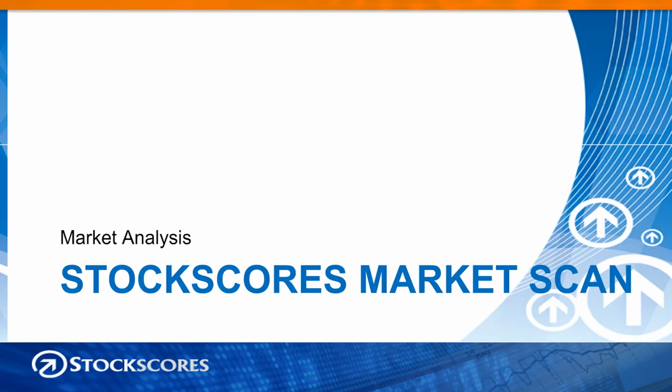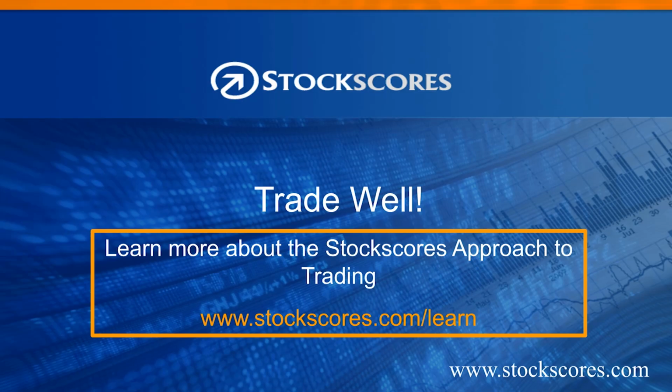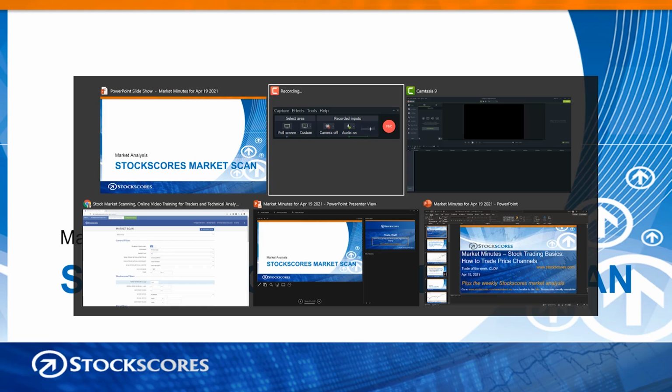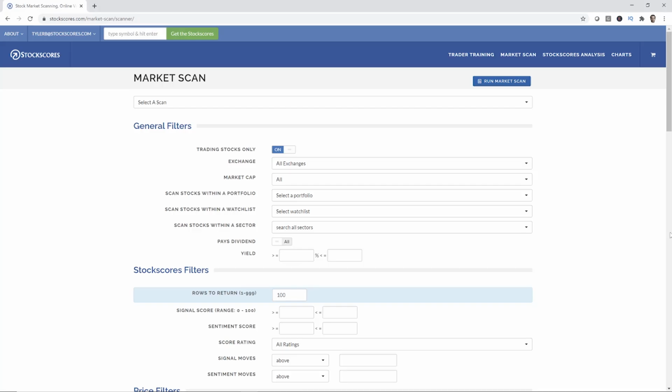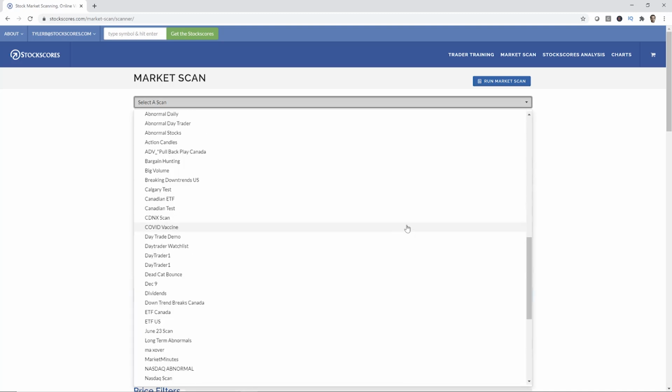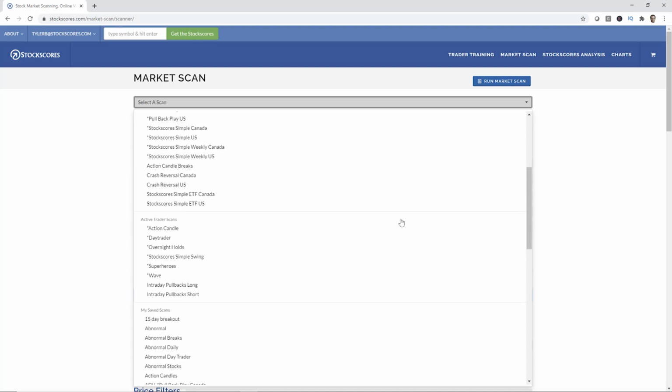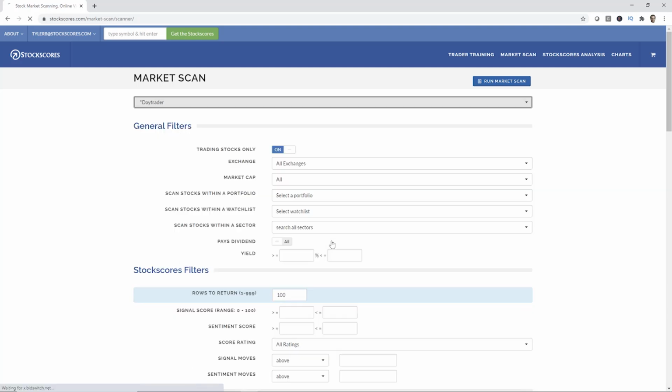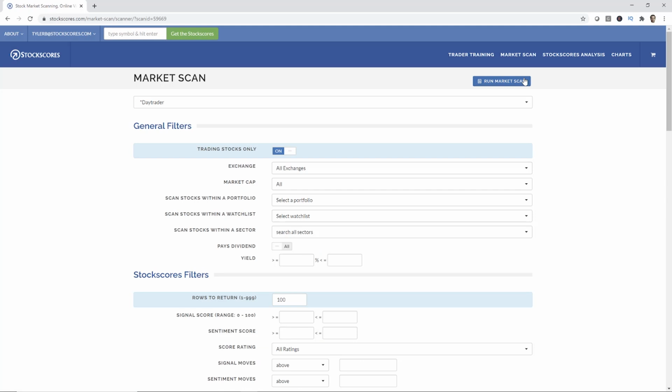All right, now let's jump into the Stockscores market scan. And what we're going to do is just run a scan for day traders. This is a great little scan to do on the weekends, after hours, just to practice. Pick the day trader scan from the preset list for active trader members. It's there, called the day trader, and run the scan.